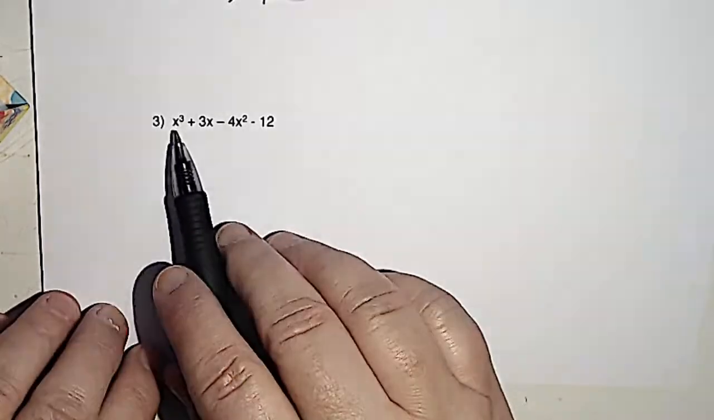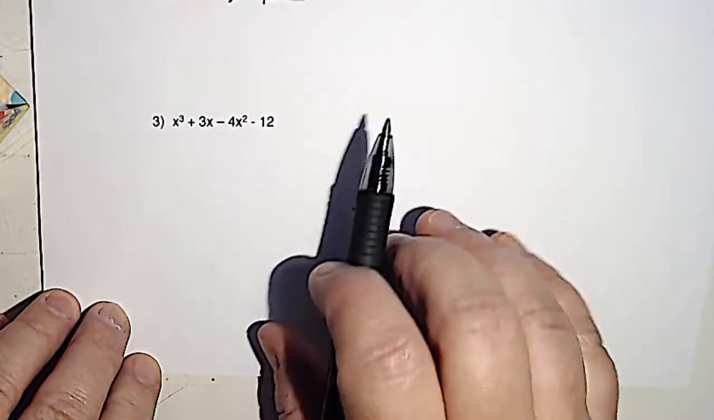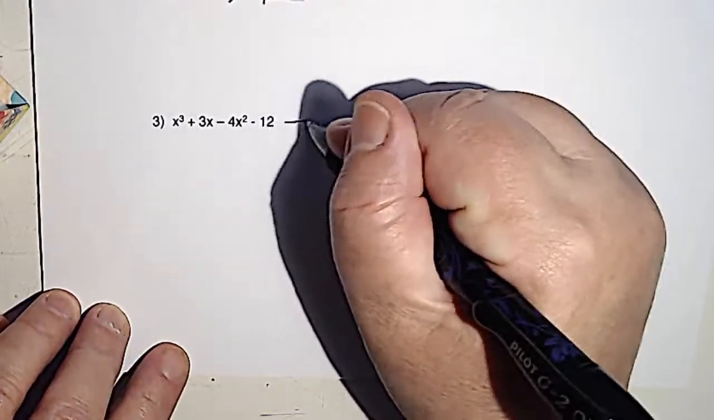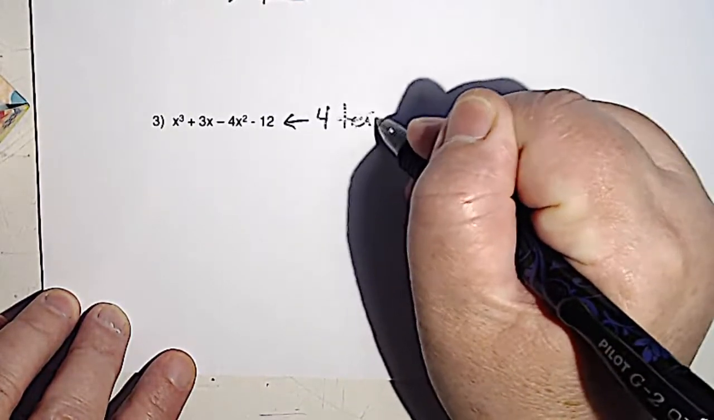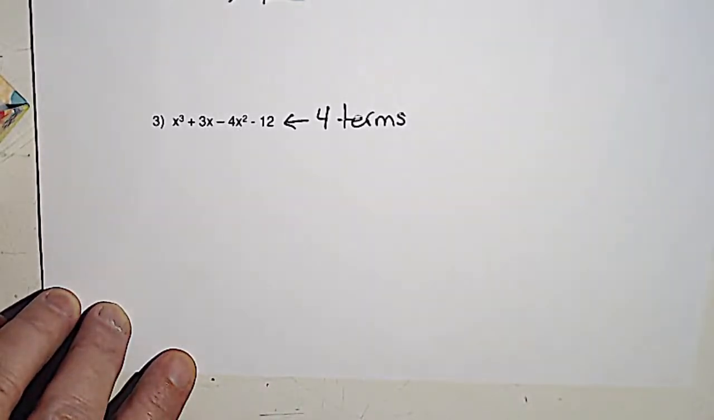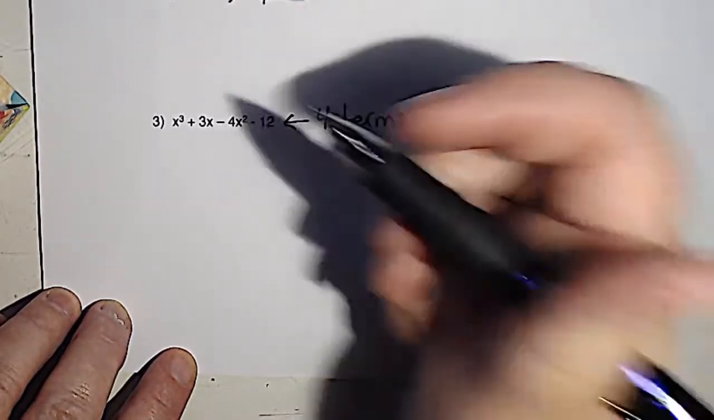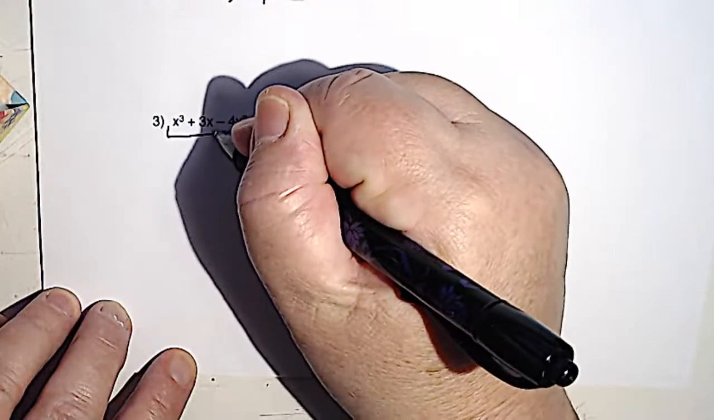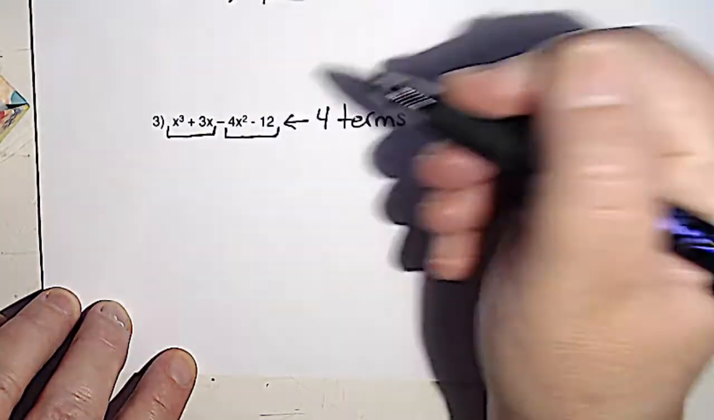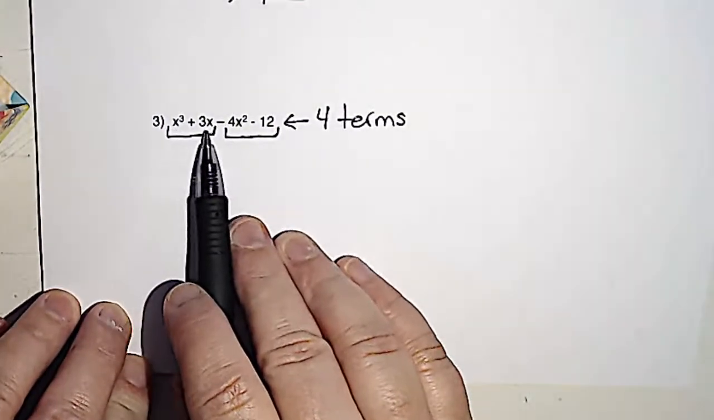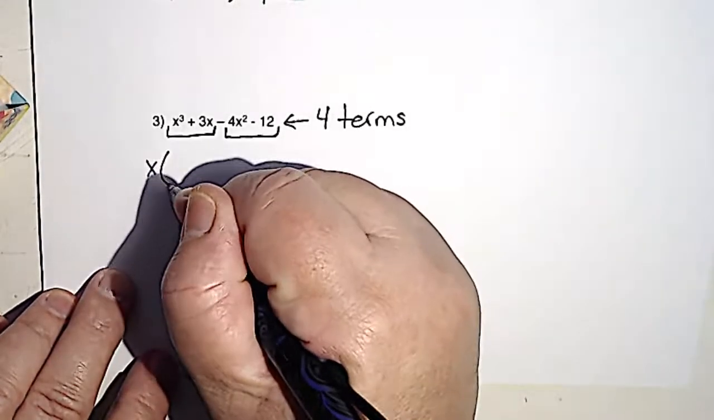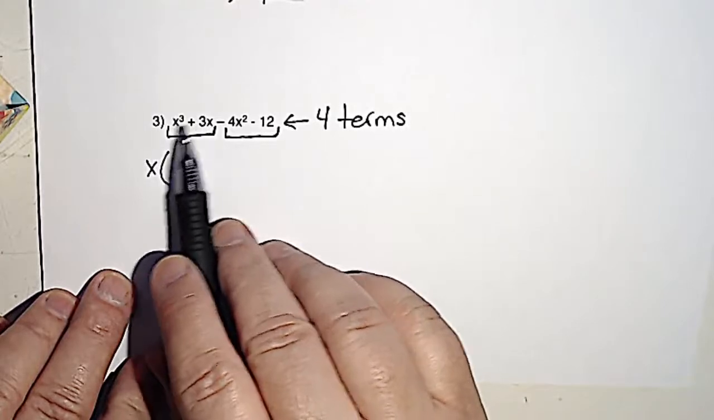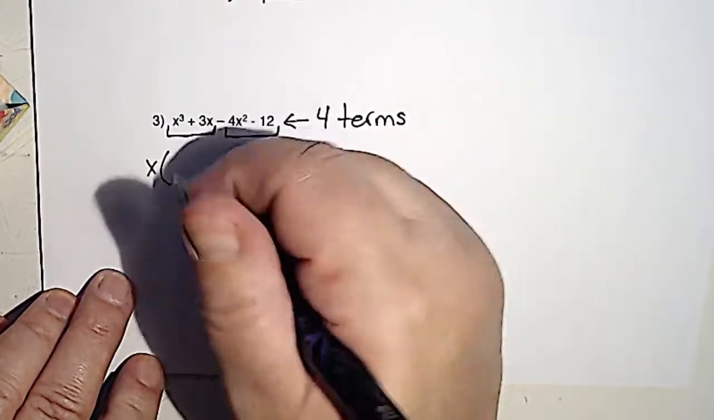So what's next? Well, they're not in descending order. Don't sweat it. If there are four terms, which there are, leave them in the order you're given them in. Look at the first two and the last two and say to yourself, okay, what's common between these two? You're right, there's an X. If I factor out an X, what have I got? X squared plus 3.